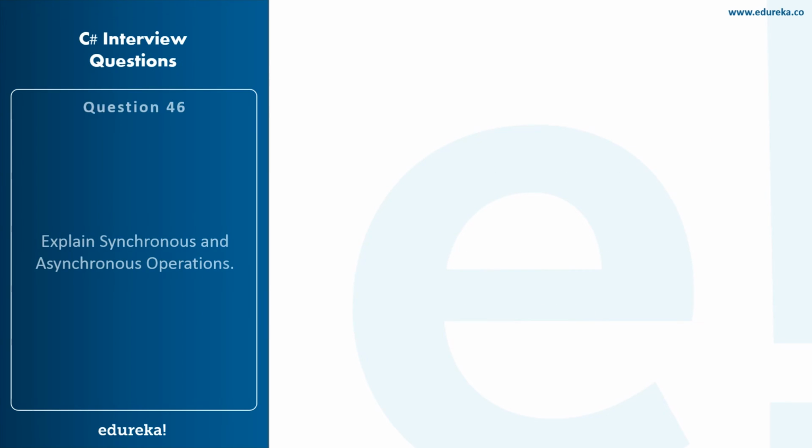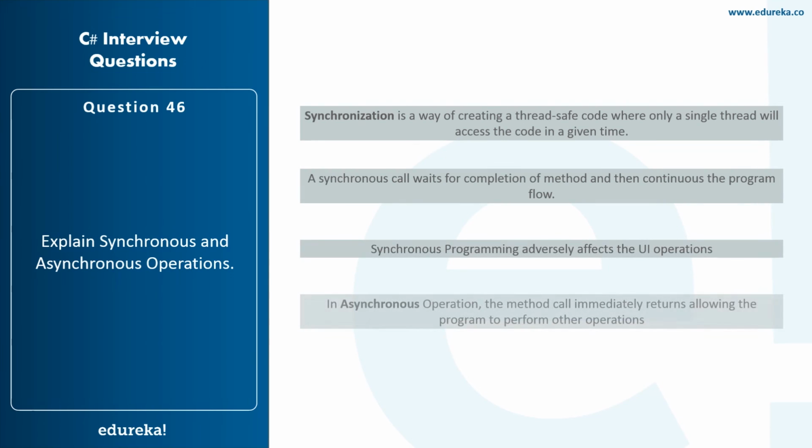Now I'll move on to the next question, which says, explain synchronous and asynchronous operations. Synchronization is essentially a way of creating thread-safe code where only a single thread will access code at a given time. A synchronous call waits for completion of the method and then continues the program flow. Synchronous programming also adversely affects UI operations, for example when a user performs time-consuming operations, since only one thread is being used here.